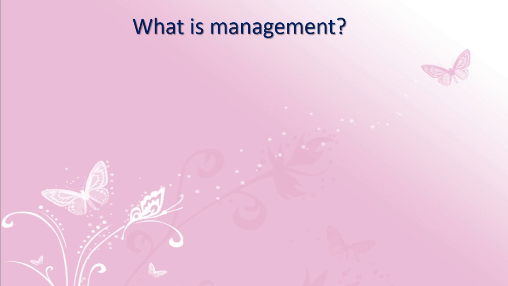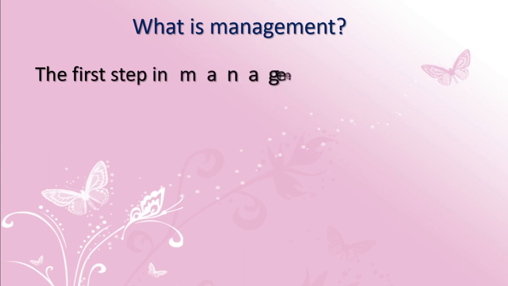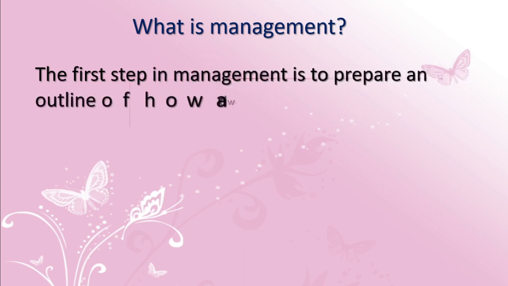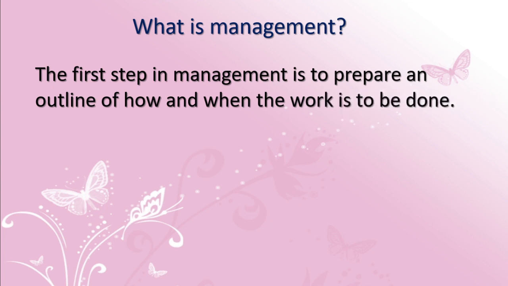Okay, see, what is management? The first step in management is to prepare an outline of how and when the work is to be done. Okay, try to understand the sentences. What is the first step? To prepare an outline of how and when the work is to be done. Okay, one work is allotted or fixed. First thing is to prepare an outline. Somehow we have to get a gross idea about that work. Okay, when to do, when to submit, like that.